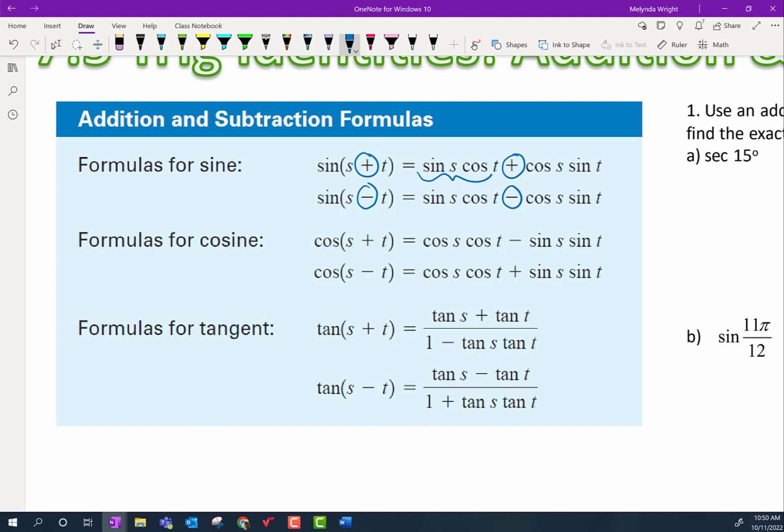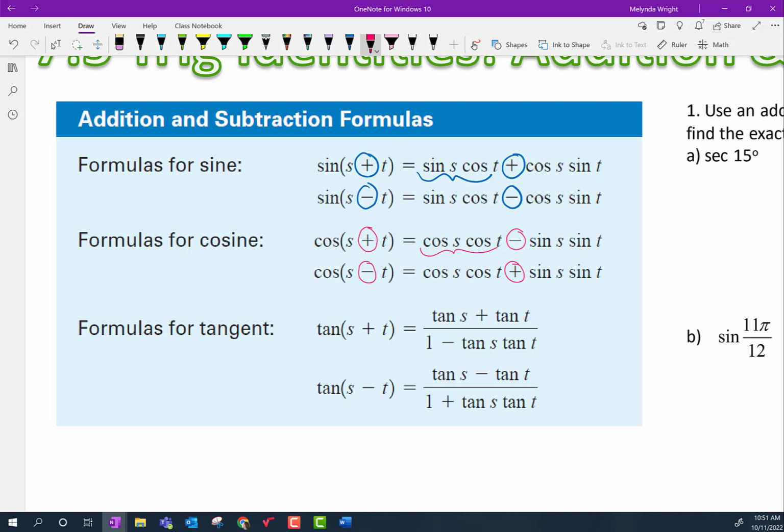Cosine, on the other hand, is not so nice. If you ask cosine to add, cosine's going to subtract. And if you ask cosine to subtract, cosine's going to add. Not very nice, is it? Also, very selfish, doesn't want to share and wants to always come first. Notice how cosine is first. Cosine s, cosine t, no sharing. Cosine is not going to share with sine, and cosine has to come first. So that's just not very nice, is it? So cosine doesn't share and has to come first.